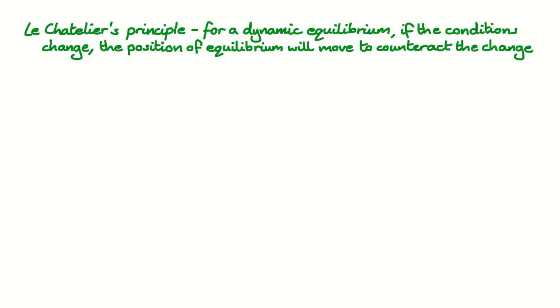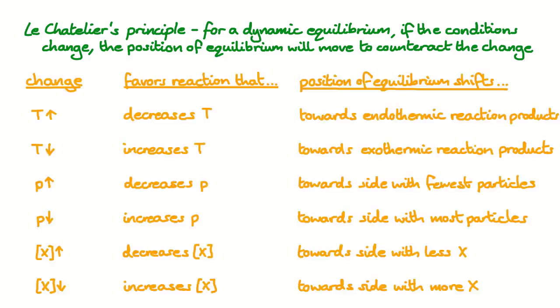Le Chatelier's principle is that for a dynamic equilibrium, if the conditions change, the position of equilibrium will move to counteract the change. Le Chatelier's principle is a simple tool that allows us to predict the consequences of a change on an equilibrium without going into the details of the mechanism. So we can see that increasing or decreasing the temperature produces the opposite, and the same for pressure and the concentration of any one component.